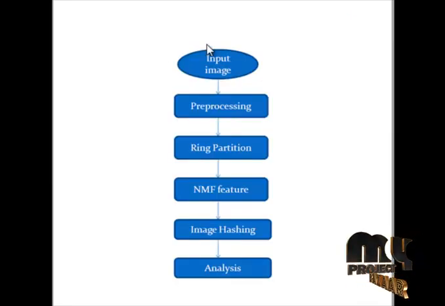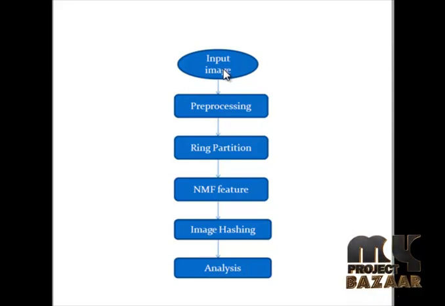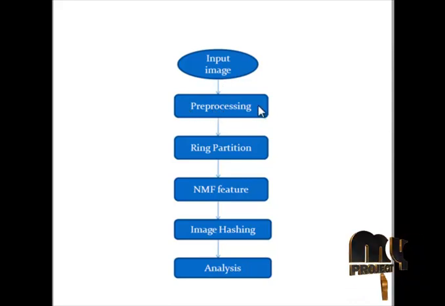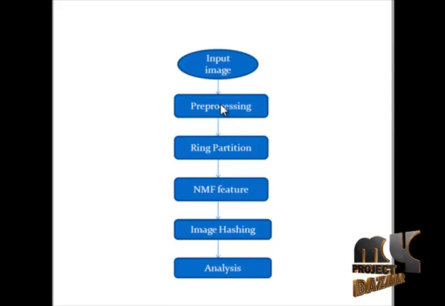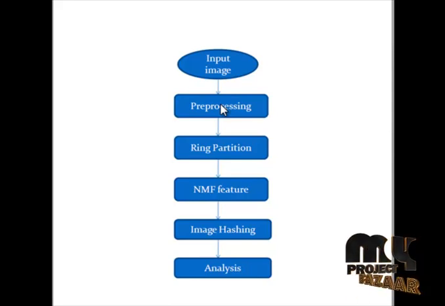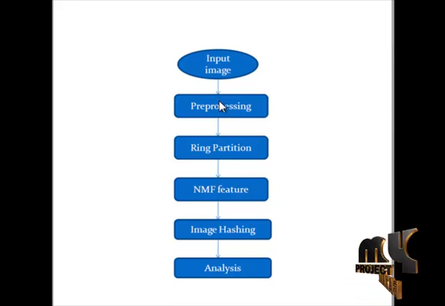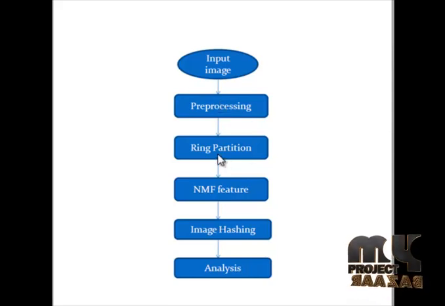Now let's see about the flow. Here we have to give the input image. For identifying the modification, we are going to modify the image based on the image processing task, so here we are implementing the modification in the pre-processing step. In the pre-processing step, we are applying the JPEG compression, image rotation, gamma correction, low pass filtering, rotation scaling, and likewise the 8 modifications are implemented. Based on these modifications, it will identify whether it is modified or not. So after pre-processing, it will pass to the ring partition.